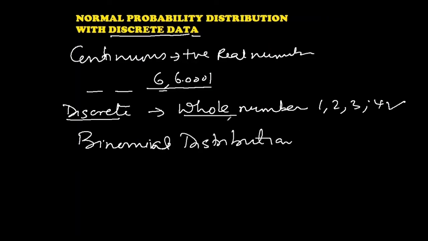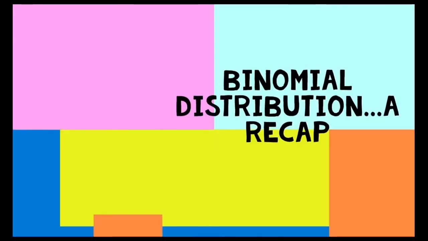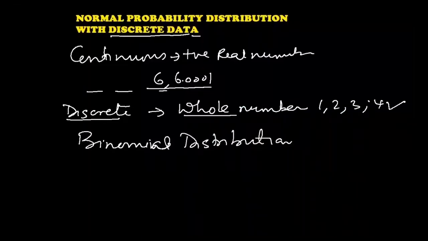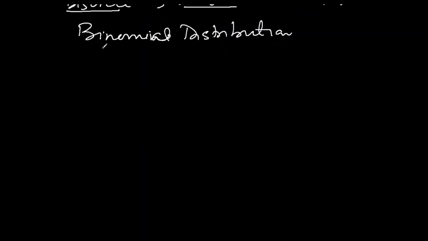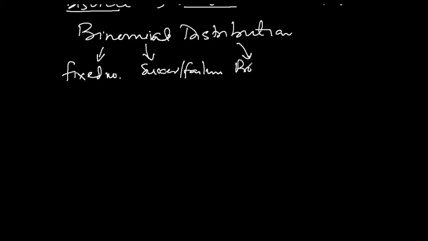Let's have a recap of binomial distribution. In binomial distribution, we have 4 conditions. First condition is there should be a fixed number of trials. Second condition, there should be only success and failure. Third condition, the probability is constant. Of each trial, the probability remains the same. And fourth is that all trials or events are independent.